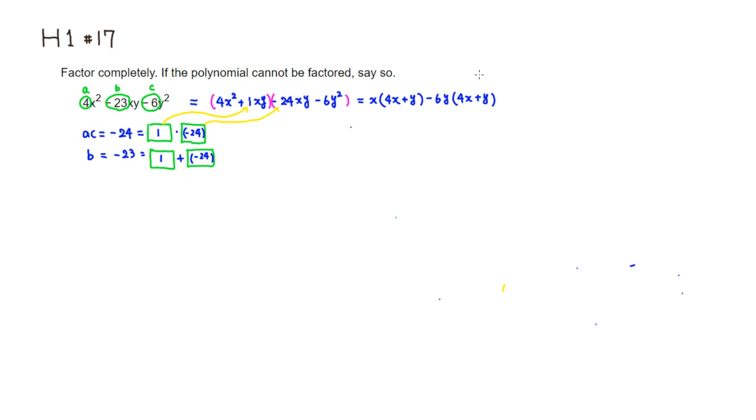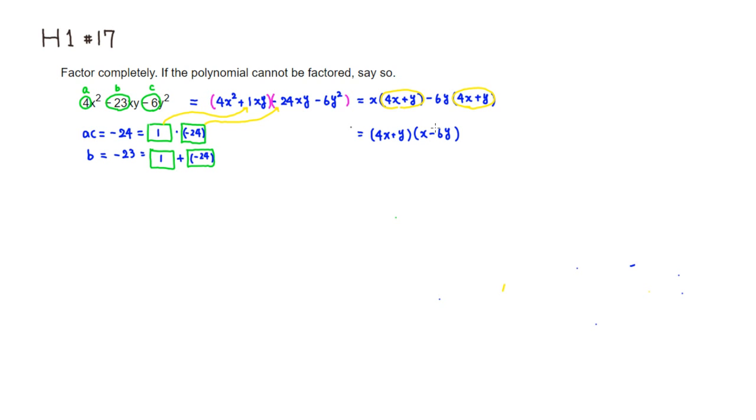Now we have a common factor, 4x plus y, and the second term has exactly the same factor, so we can pull that out. You have 4x plus y, and then left over from the first term would be x, and the leftover from the second term would be negative 6y. That's how you factor this out.